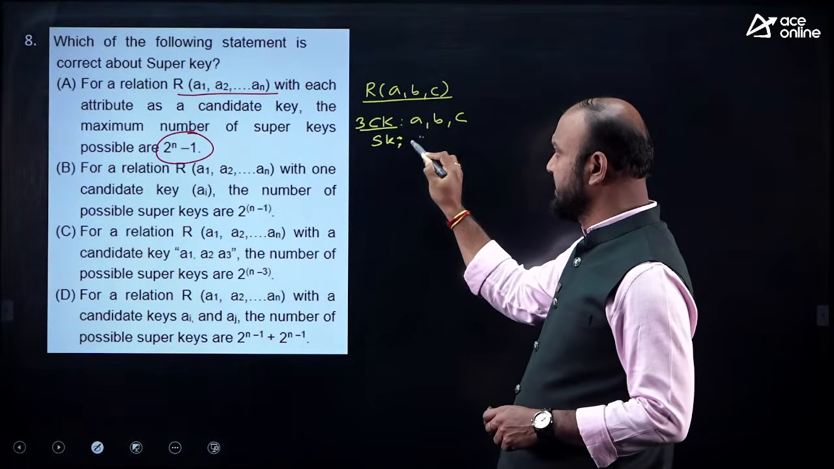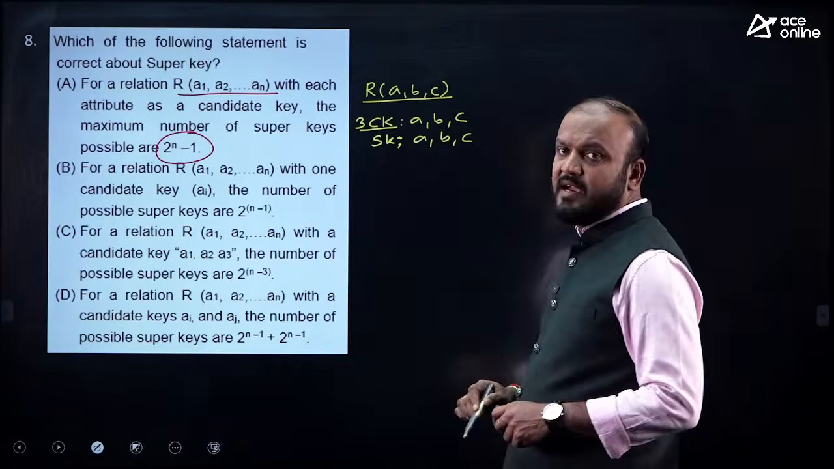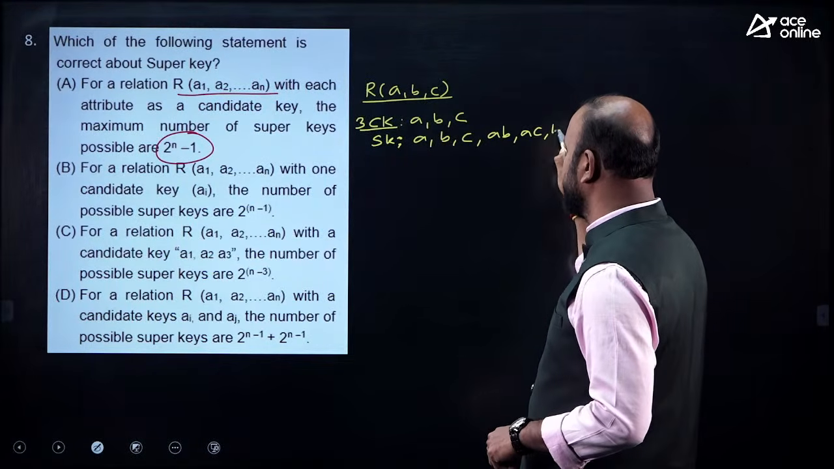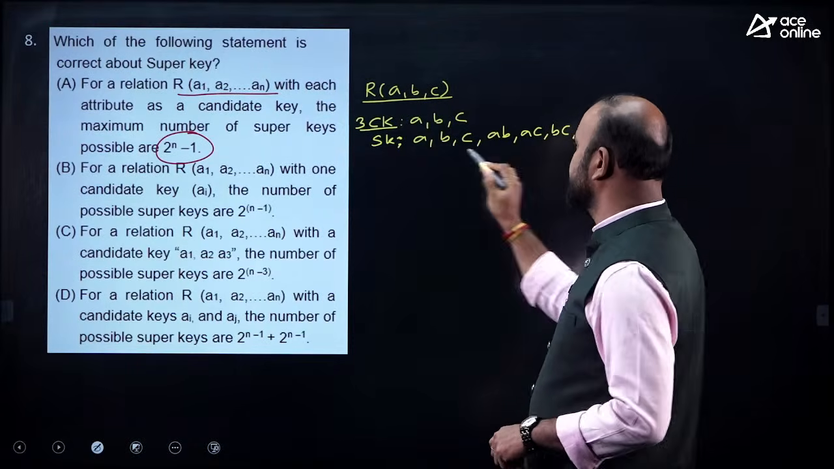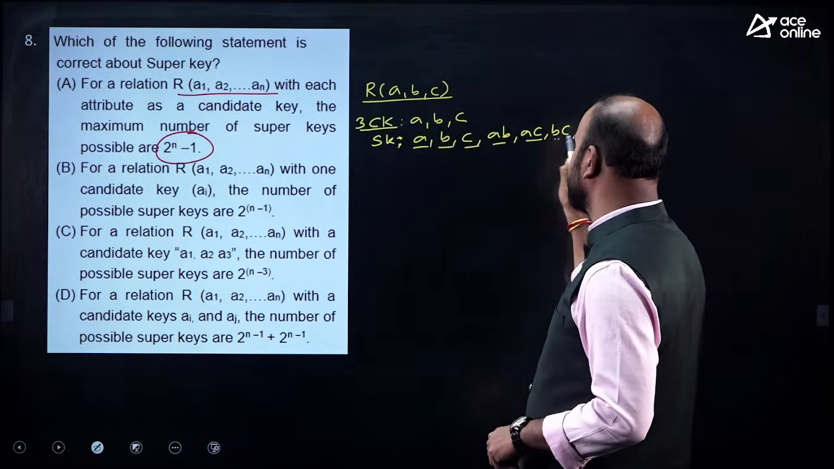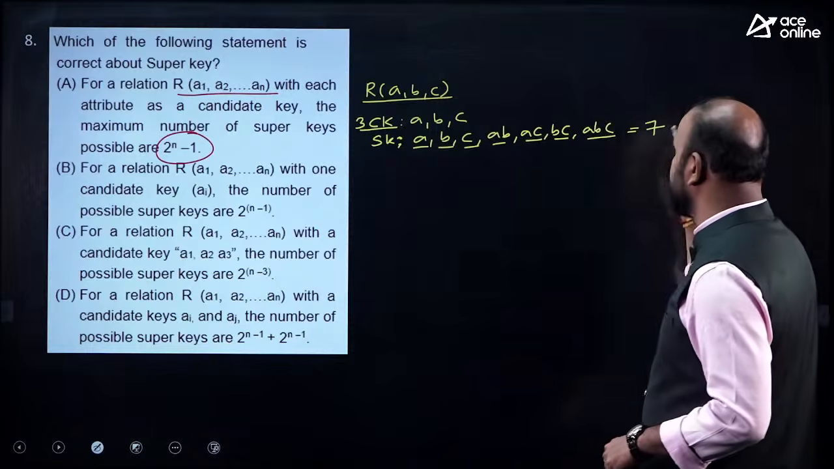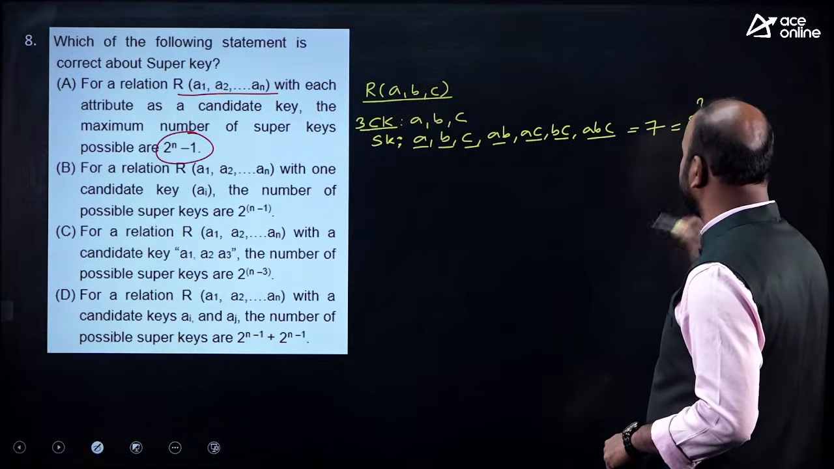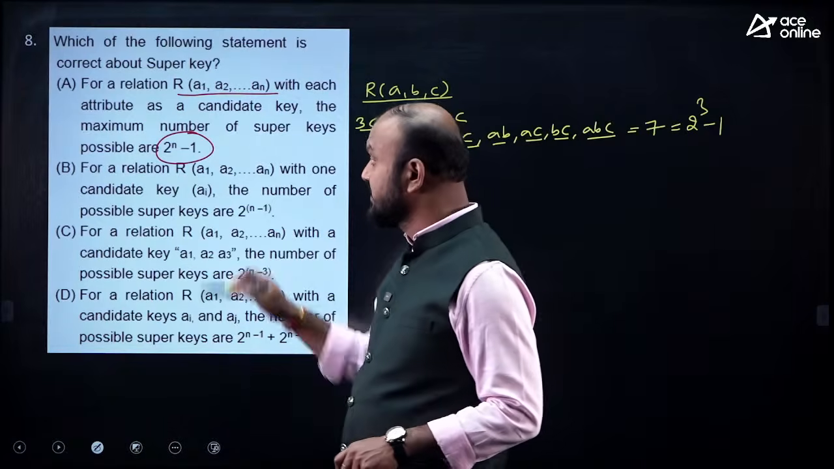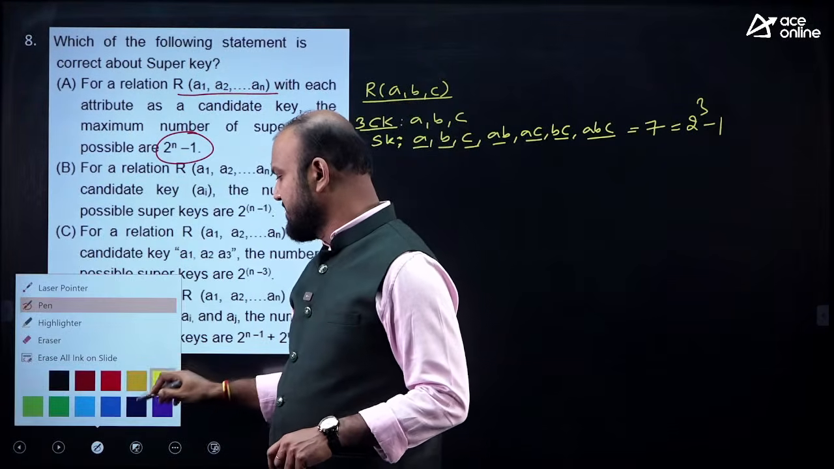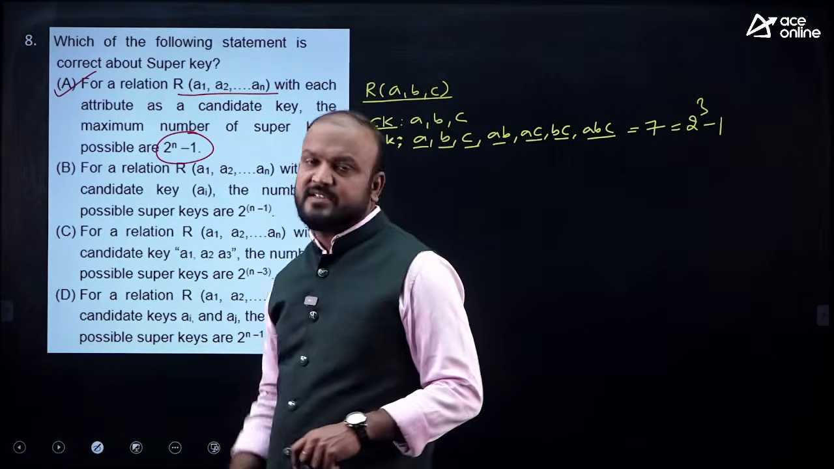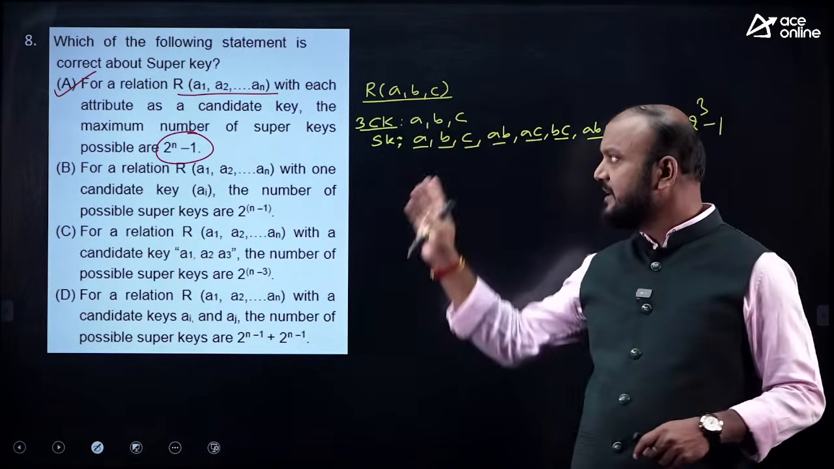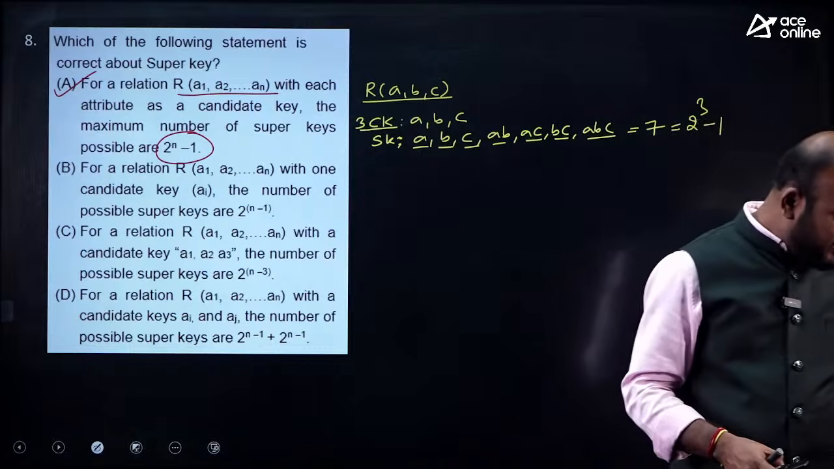Every candidate key is a super key: A, B, C, and the combinations are also super keys: AB, AC, BC, and ABC. How many super keys? 1, 2, 3, 4, 5, 6, 7. So there are 7 super keys. This 7 equals 2 to the power of 3 minus 1. This is a perfect statement if every attribute is a candidate key. If you have clarity, you can answer directly. If you don't, this is how you can check it. Okay, fine.